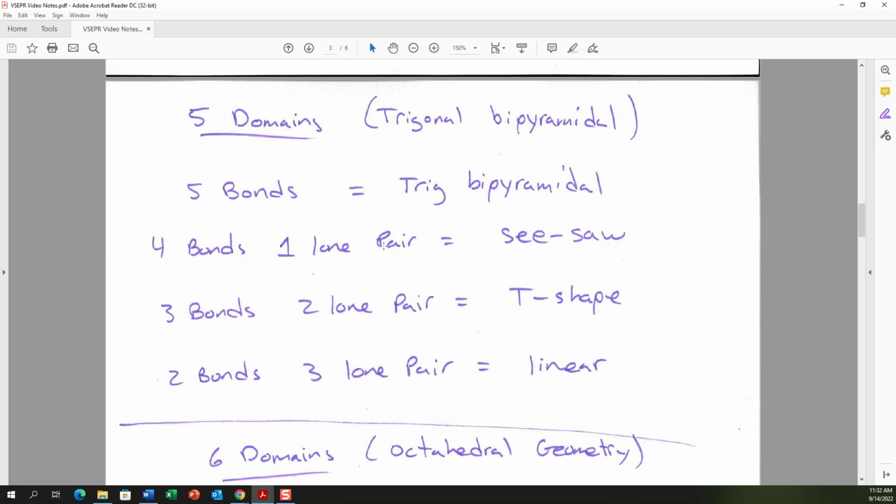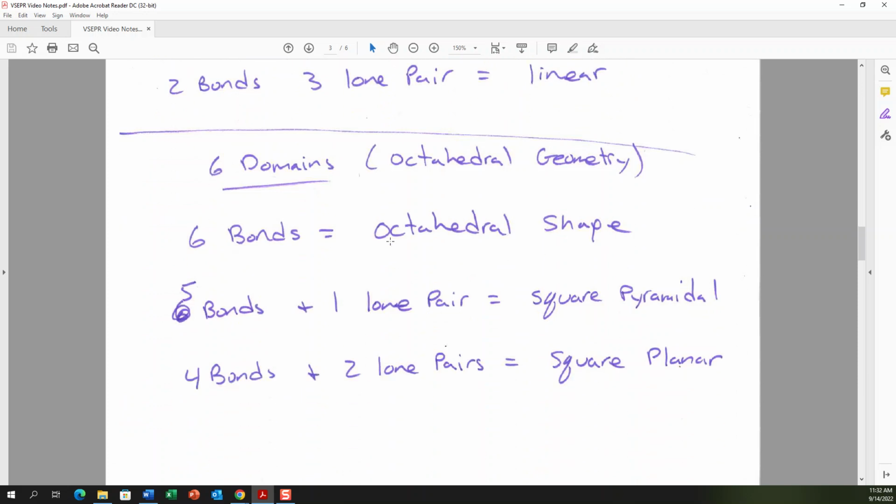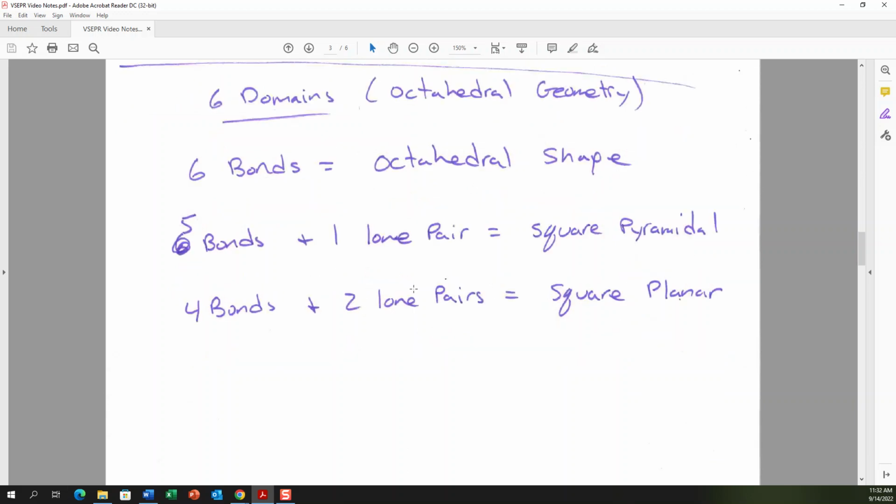Okay. And then when we get 6 domains, obviously the 6 bonds is octahedral. 5 bonds and 1 lone pair, that's where we get the square pyramidal shape. 4 bonds and 2 lone pairs, that's where we get the square planar shape. And then there are other shapes too, like if I said 3 bonds and 3 domains, then we're back to bent again. It's just bent with a smaller bond angle. But these are all kind of the unique ones.